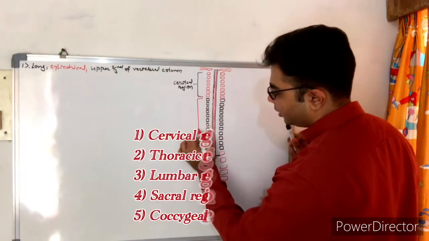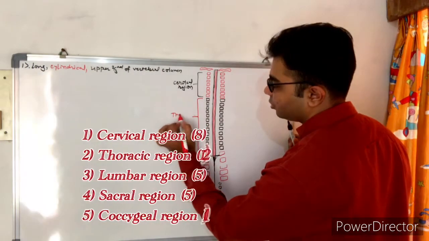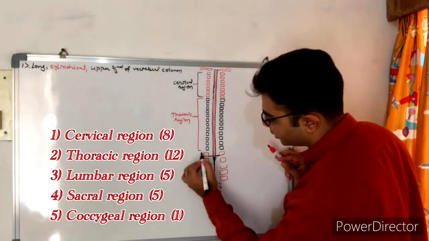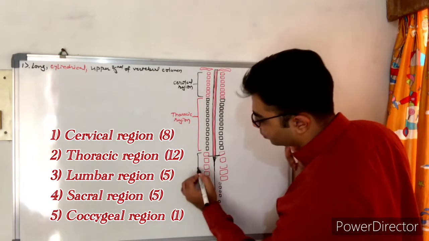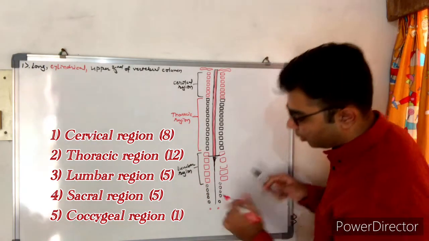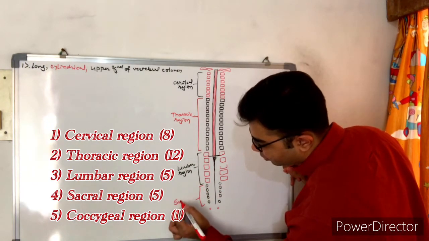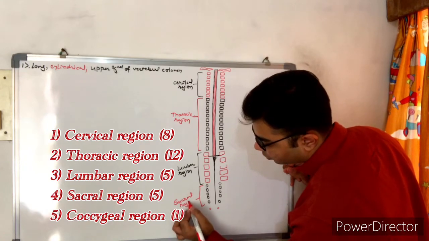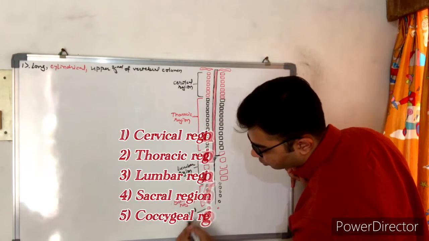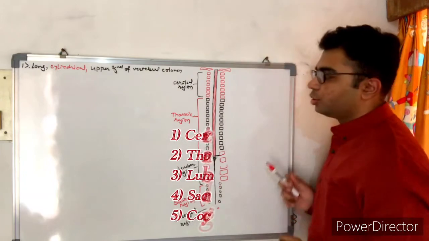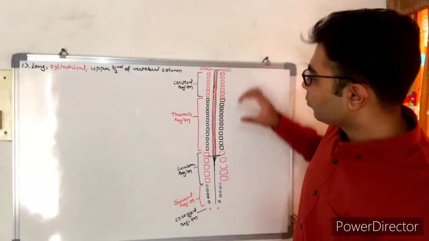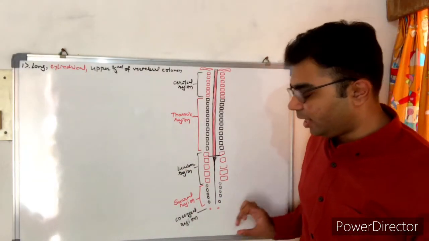Below that lies the thoracic region. Below the thoracic region, there is the lumbar region. Below the lumbar region lies the sacral region. And at last, the coccygeal region. So these are the 5 regions, or I can say the segments, of the spinal cord: the cervical, thoracic, lumbar, sacral, and the coccygeal region.